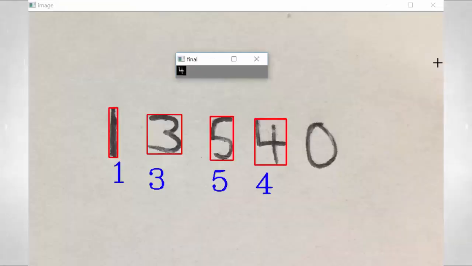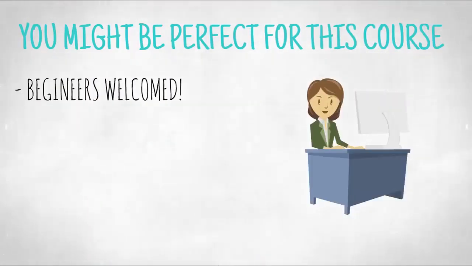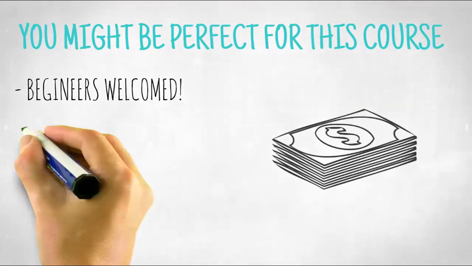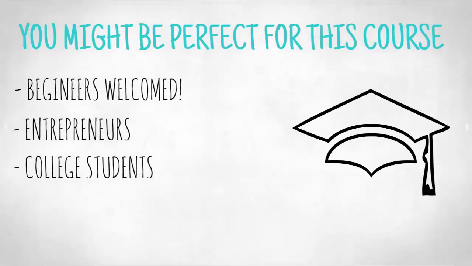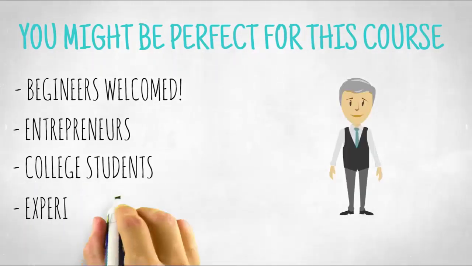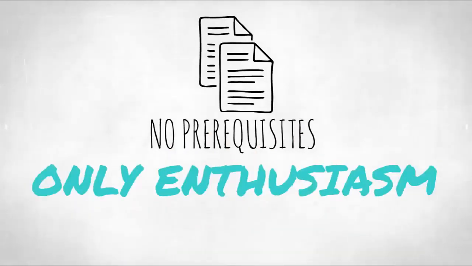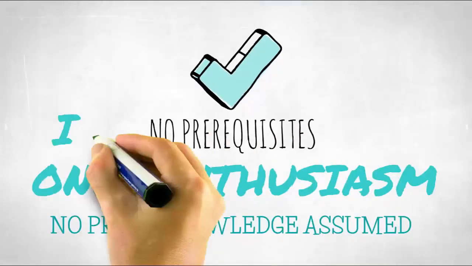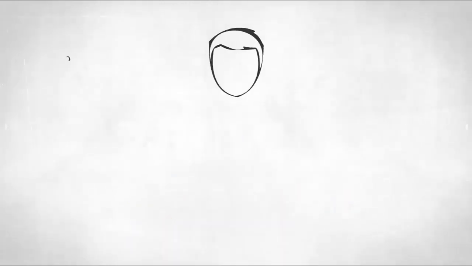The ideal students are anyone who wishes to embark on a computer vision project, and that ranges from total beginners looking just to build something cool, or entrepreneurs looking to launch a new startup. Also college students who are looking to learn key concepts before starting computer vision research projects, and even experienced programmers looking to diversify their career. There are no prerequisites for this course except your enthusiasm. I assume as little prior knowledge as possible, and I try to make complex topics as simple as possible. So feel free to look at the course contents below, and I look forward to seeing you inside.